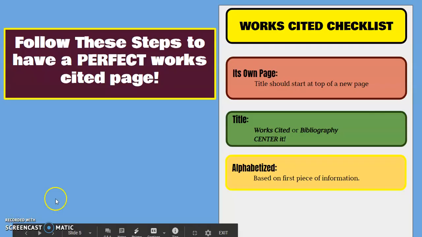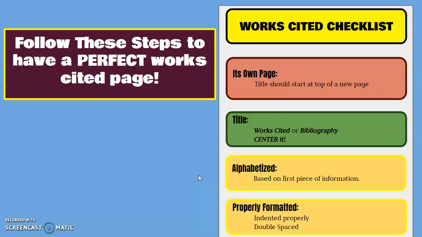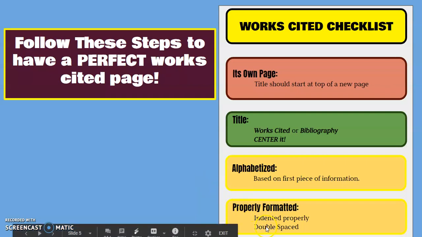So 3 of my 4 steps are done. My works cited page is its own page. I've got my title centered and my sources are listed alphabetically. Last, I'm going to format this page properly. I need to make sure to fix my indents, and I need to make sure it is double spaced, because that's the proper way to do a works cited page.